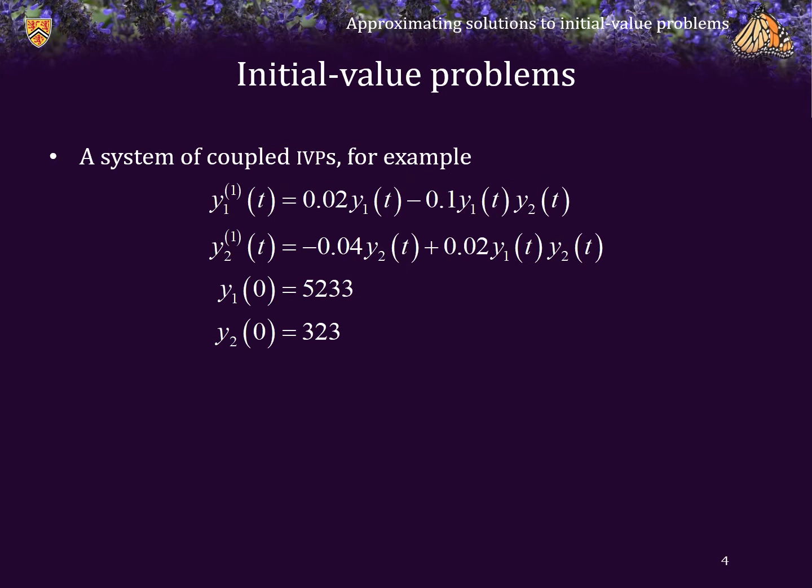You can also have coupled initial value problems. Here we have a system of two initial value problems in two unknown functions, y1 and y2. And you can see that in each case, it's the derivative in terms of the other. Well, there's no lower derivatives here, but the function and the other function. And we have two initial conditions. At time t equals 0, the first function is 5,233. At time t equals 0, the second function is 323.